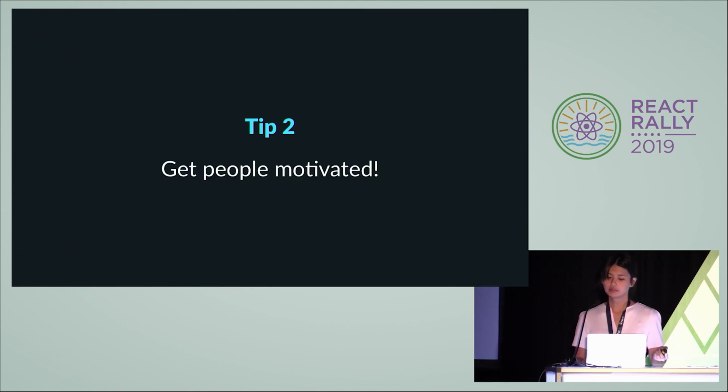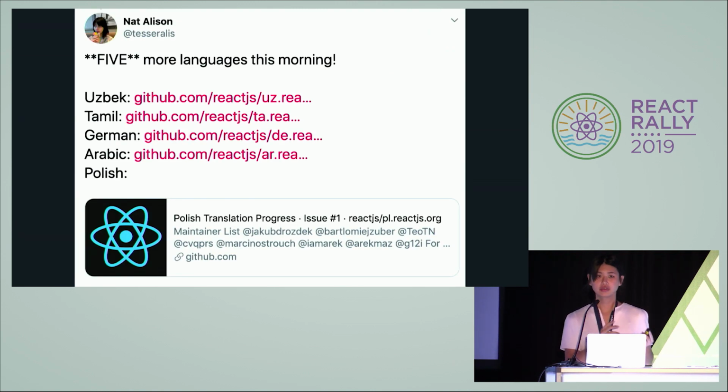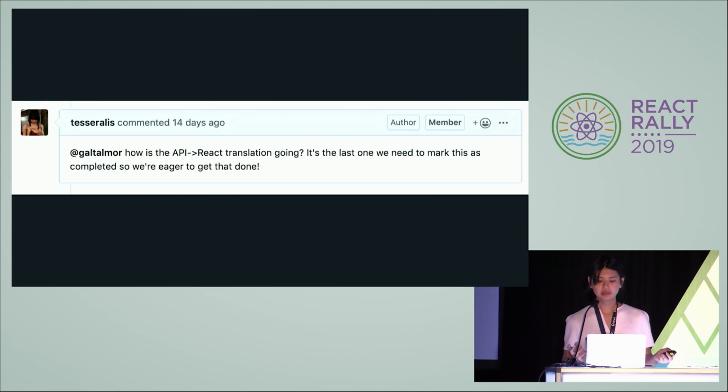Step 2, get people motivated. Track progress on the website with cute little emoji when you reach milestones. People love watching numbers go up, so this is a good way to get people motivated to keep going. Make announcements on Twitter when new languages start up, when people finish an important milestone. Remind people how important doing their work is.